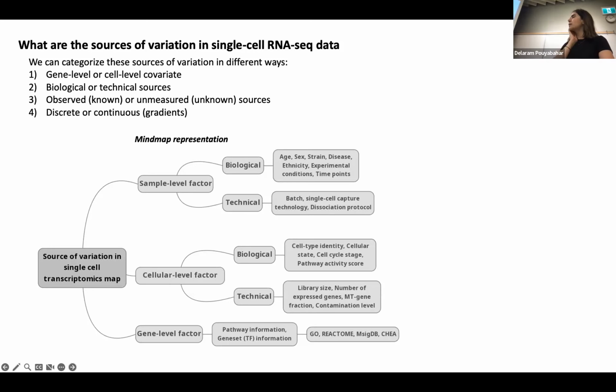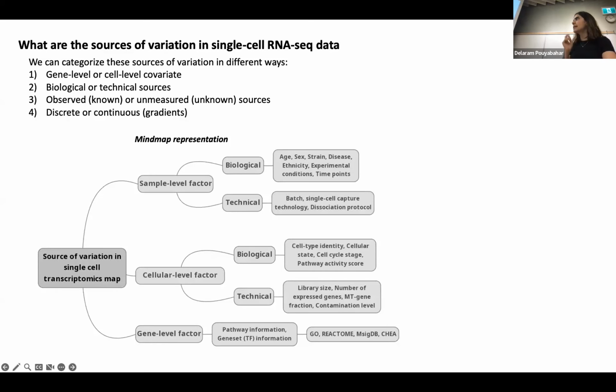And what do I mean by that? For example, the sample level covariates or sources of information that you could be interested in studying could be the age, sex of the patient, strain, disease, ethnicity, experimental condition, time points, and so on. The technical examples could be batch, the single-cell capture technology that you've been using, for example, whether it's plate-based or droplet-based, or different dissociation protocols that you use for preparing your samples.